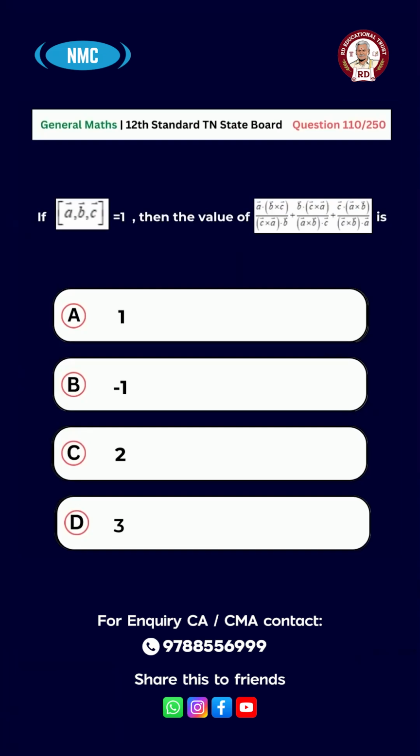Question number 110. If the box product of A, B, C equals 1, then the value of A dot (B cross C) divided by (C cross A) dot B, plus B dot (C cross A) divided by (A cross B) dot C, plus C dot (A cross B) divided by (C cross B) dot A is: option A 1, option B -1, option C 2, option D 3. The correct option is option C, 2.